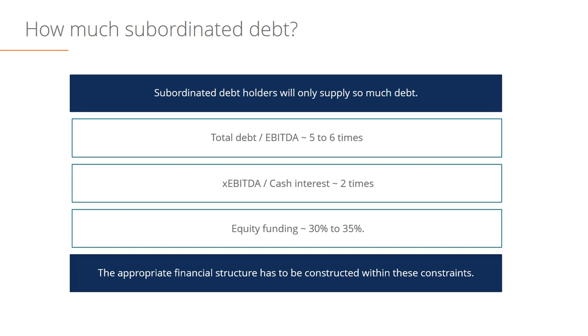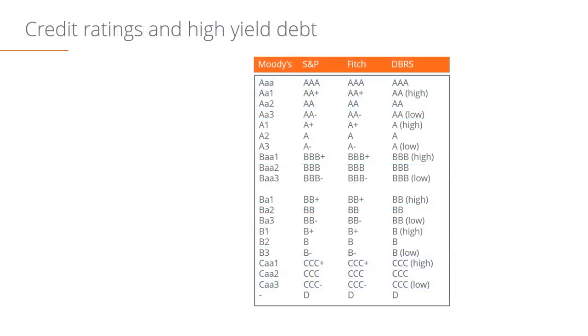Now let's take a closer look at high yield bonds at the top of the subordinated capital stack. It's important to point out that high-yield bonds are publicly traded securities. That means they can be traded between investors, whereas mezzanine finance is not tradable. So let's take a look here at high-yield bond credit ratings.